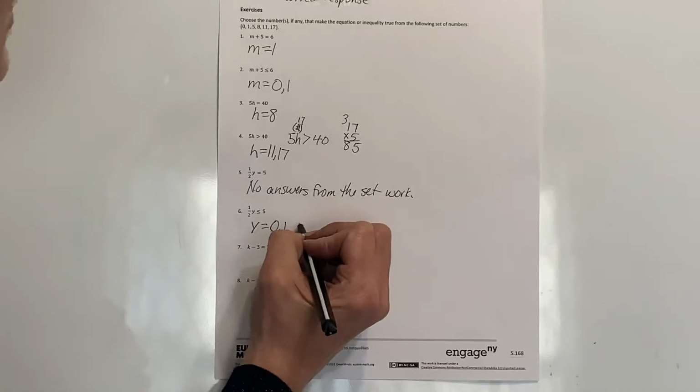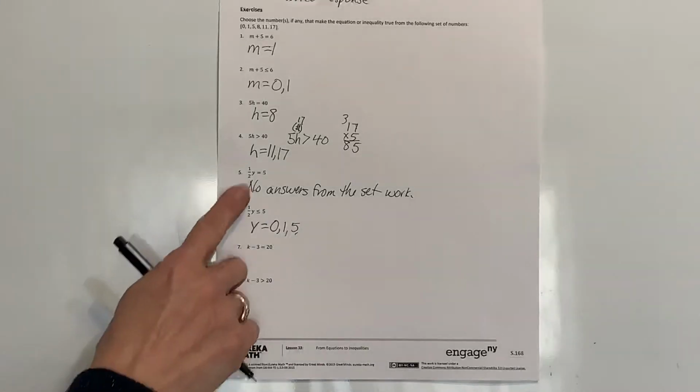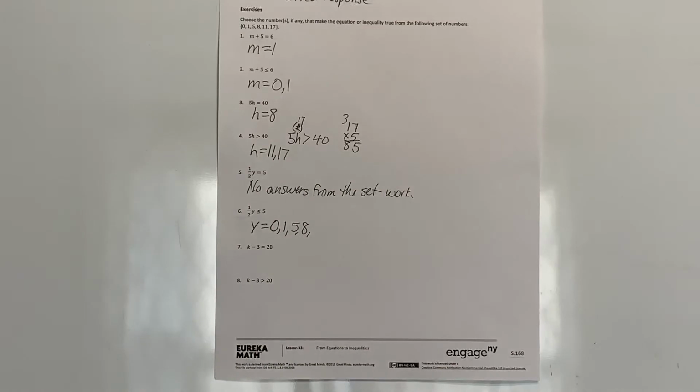So 5 will work. What about 8? Well, what's half of 8? Half of 8 is 4, and 4 is less than 5. So 8 will work. Now we've got 11. Half of 11 we already said was 5.5, and 5.5 is not less than 5. So we've got to stop there. So the numbers that will work are 0, 1, 5, and 8.